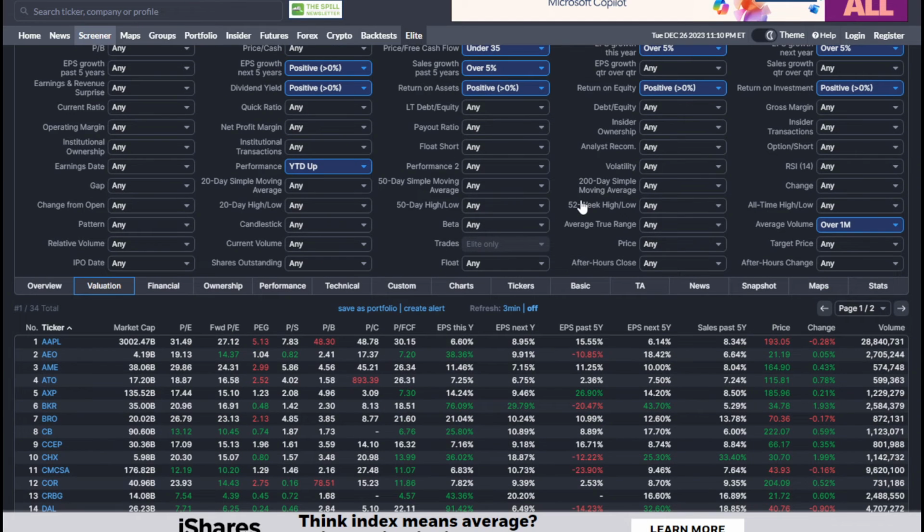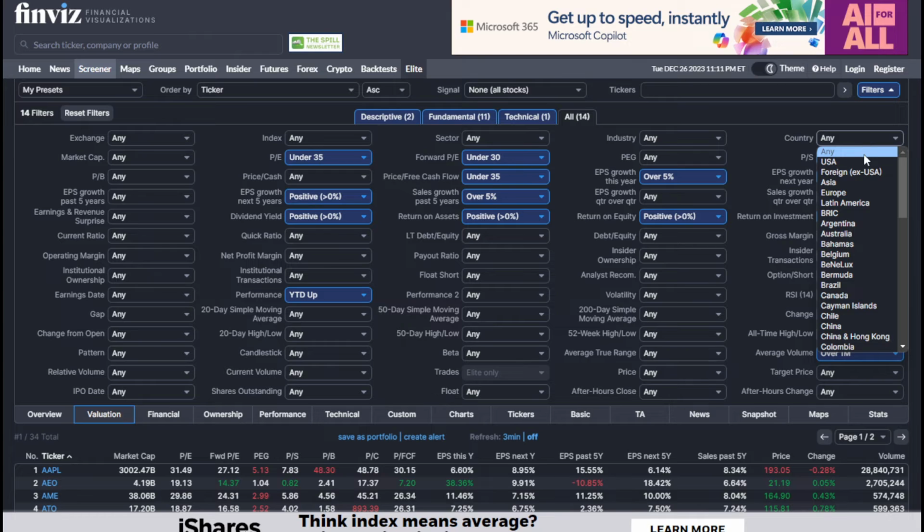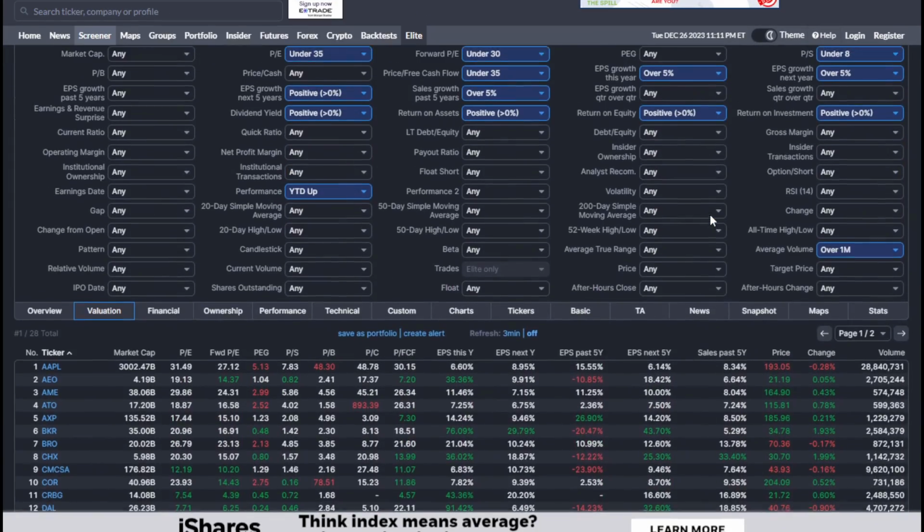Oh, there's another. I like to see American companies only, so usually I'll pick the USA. So we're at 34. Let's see what happens. Now we're down to 28, so it's a little more reasonable here, a little bit easier.